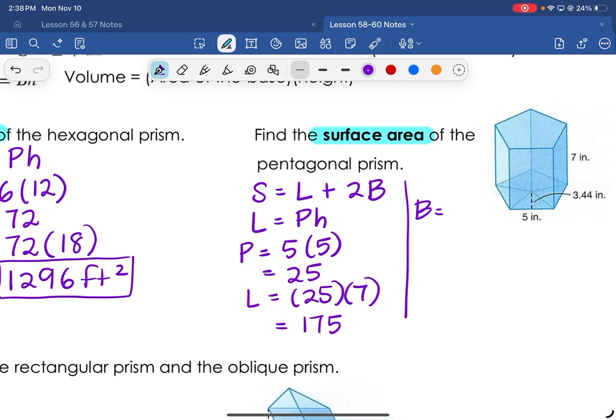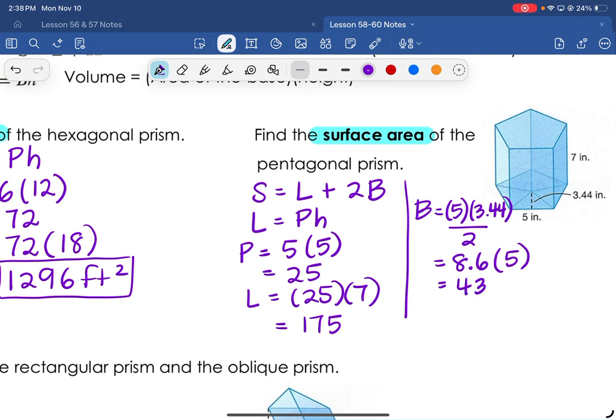The base of the triangle is 5, and the height would be 3.44. So you would do 5 times 3.44, which is 17.2. Divide that by 2, which is 8.6. Now that's just one of those, and times it by 5, then it's 43.